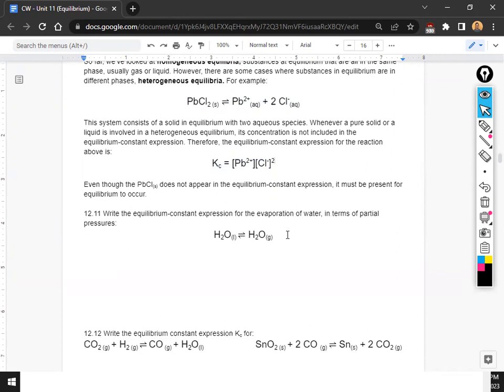Okay, so I want you guys to write the equilibrium constant for this reaction right here. Shouldn't take you very long. Again, you're going to ignore pure solids and pure liquids. Take about a minute, write the equilibrium constant expression for this reaction right here. And be careful, it says in terms of partial pressure.